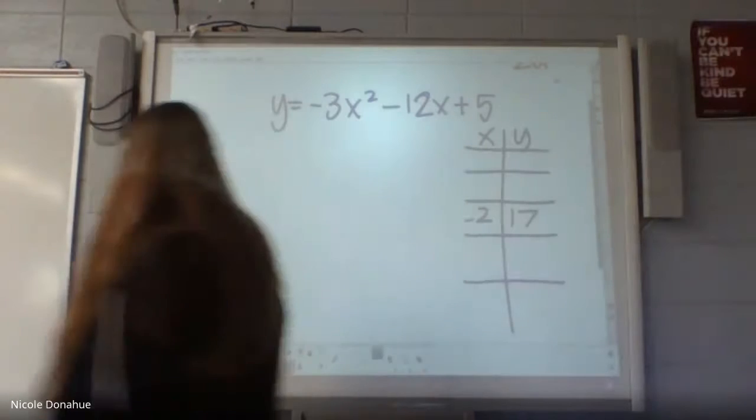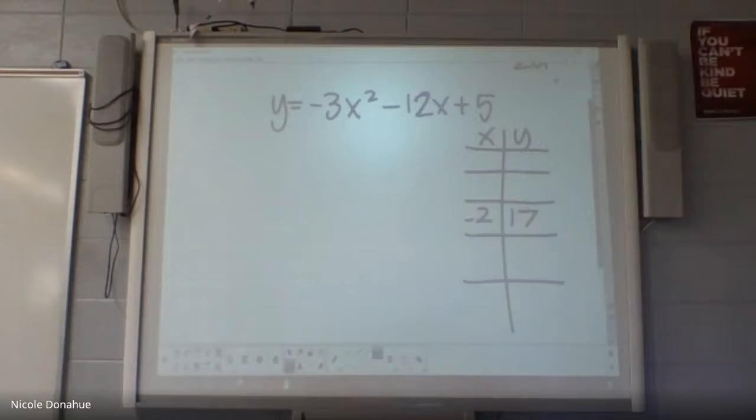17. Now you're picking other points around it. So what would be a bigger point? What would be a smaller point? Numbers nearby. What's bigger than -2? What's smaller?